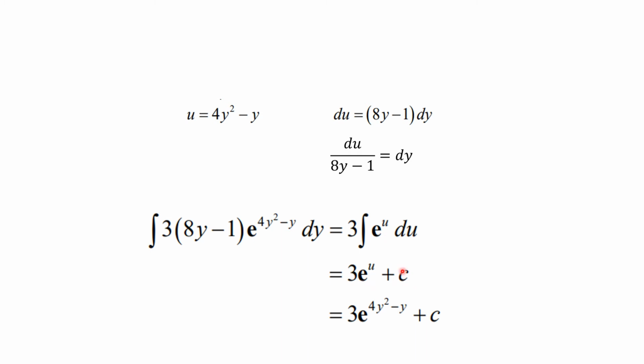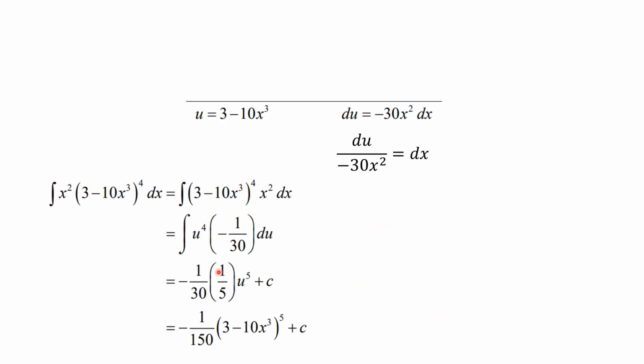You might say I should have 3 times c, but 3 times c is the same thing as c. We treat the constants casually in this environment, and then we reverse our substitution because we let u be this, and we plug it back in, and now we have the answer to the problem. It is that.